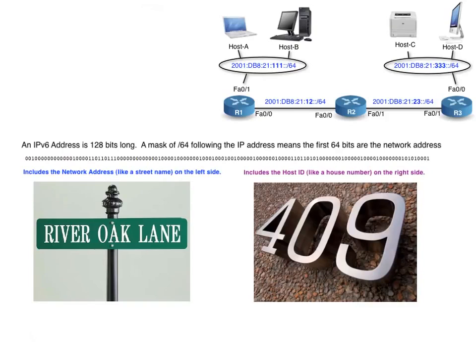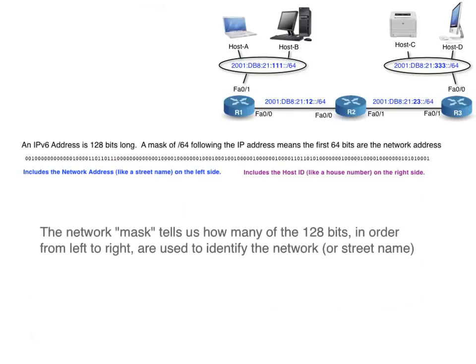The mask is really simple. If we have a mask of 64, all that means is that the first 64 bits represent the network address. That's it. And that would mean that there are 64 bits left over for the host ID. Most of the time, for most customers, we're going to be splitting the network and the host ID 50-50, right down the middle. So that's how we know that the left half is the network, because of /64, and the right half is left over for the host ID.